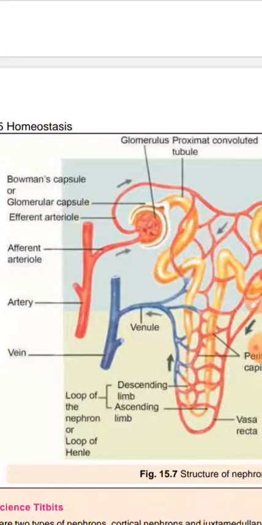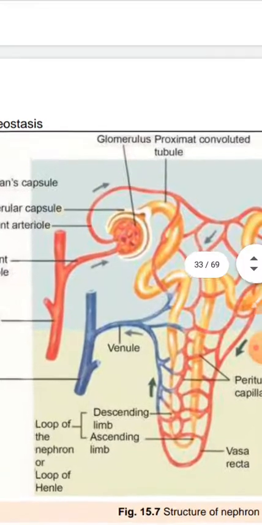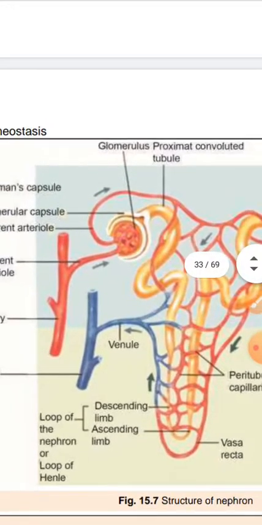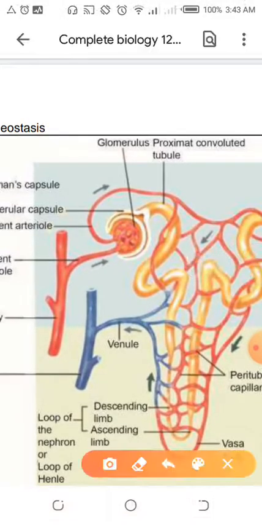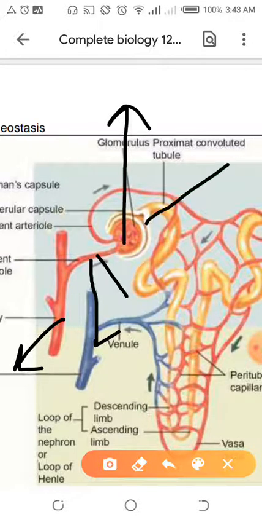Look here, I want your attention, because each function you will be able to understand here. Look here, this is the efferent arteriole. The blood is coming. This is the renal artery. Blood is coming here, blood is here. It will go to the network of capillaries, the glomerulus. It is surrounded by a capsule, which is the Bowman's capsule.